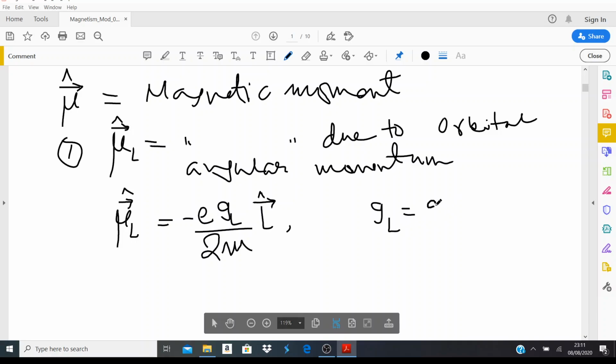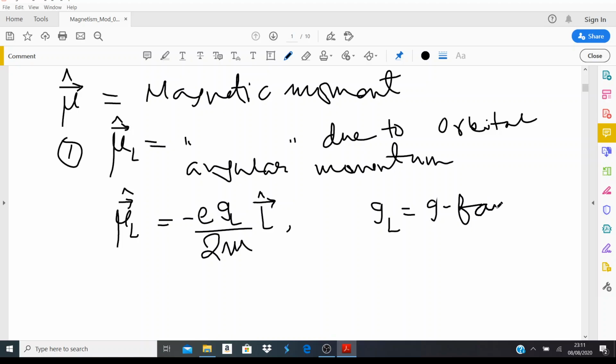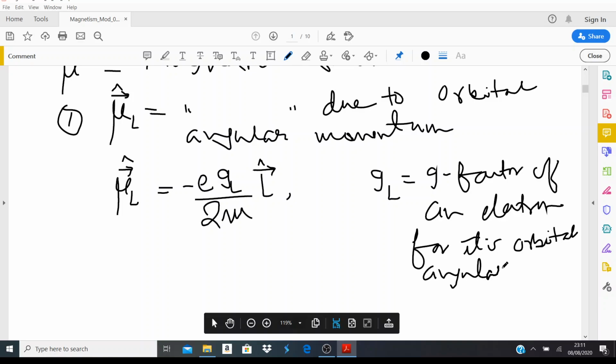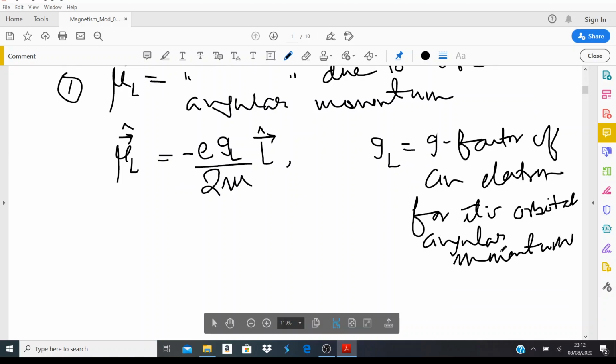So this G L is known as the g factor of an electron for its orbital angular momentum, right? That's what G L is. It's a number. And for our purpose, this G L is 1. So you remember that G L should be 1.